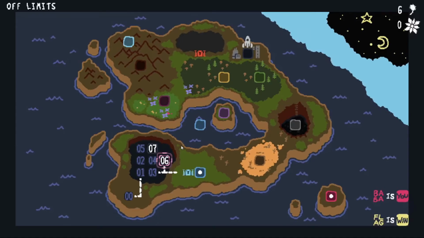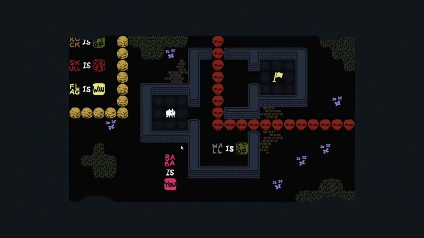Moving on to level 6, Off Limits. To start off, we see that wall is stop, Baba is you, flag is win, skull is defeat, and rock is stop.